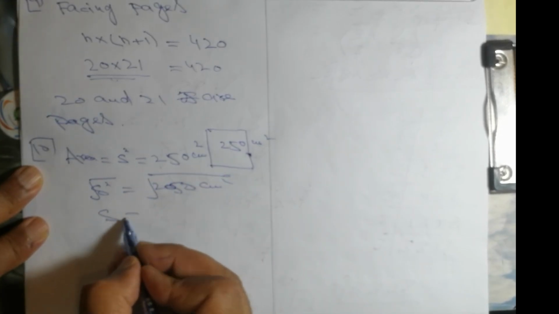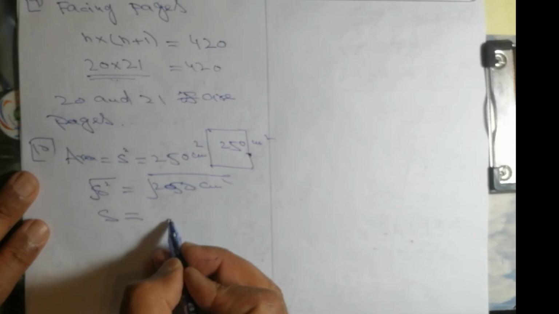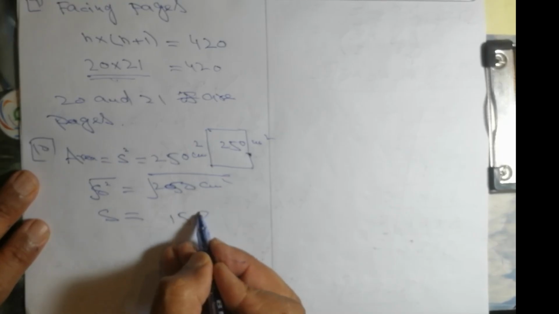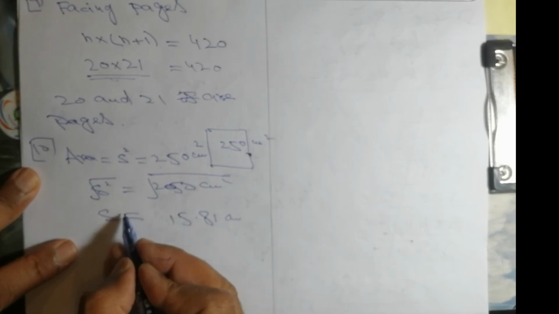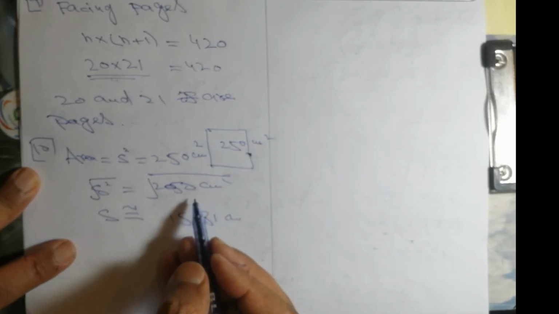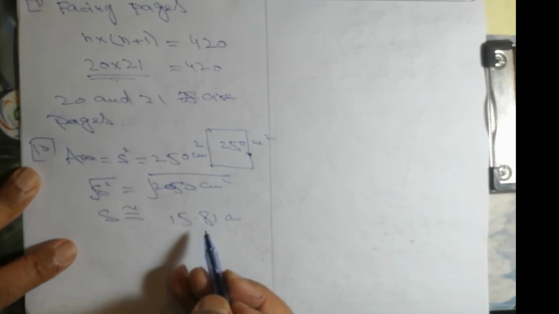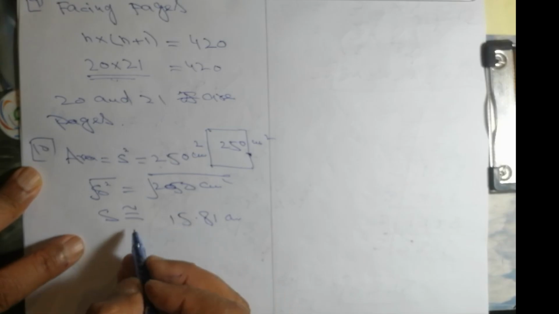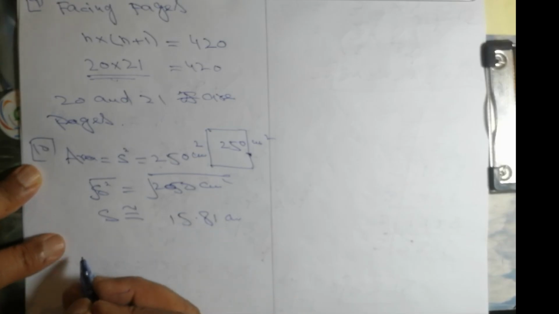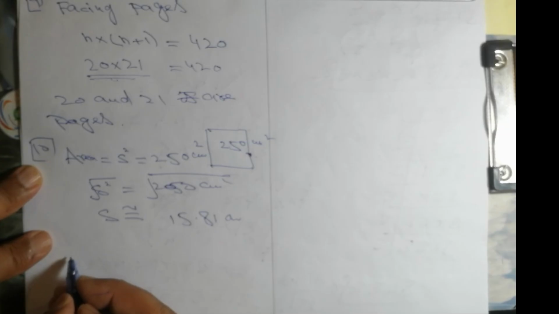So side will be equal to square root of 250, that is equal to 15.81 centimeter. This is one side, and it is approximate, because I take two digits after the decimal. So the side is this one, and we need to find the perimeter of the square.